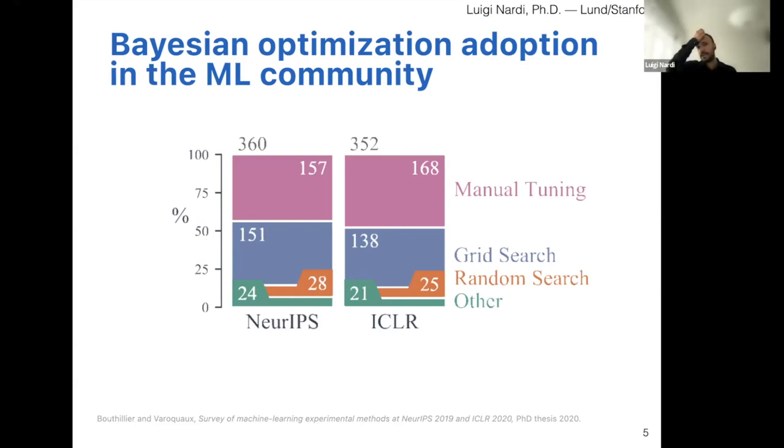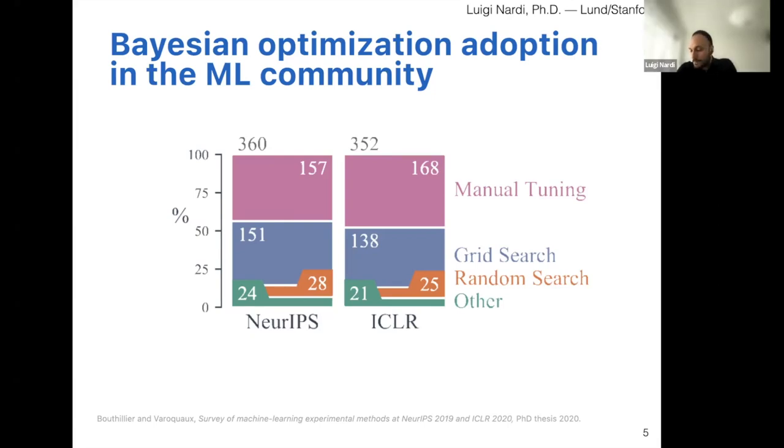Look at this survey by Bouthillier and Varoquaux in 2020. They asked at NeurIPS and ICLR who is using Bayesian optimization specifically for AutoML and hyperparameter optimization and so on. The response was quite deceptive, I would say. Pretty much none of the practitioners is actually using Bayesian optimization here, and most of the people are using manual tuning or grid search and things like that.